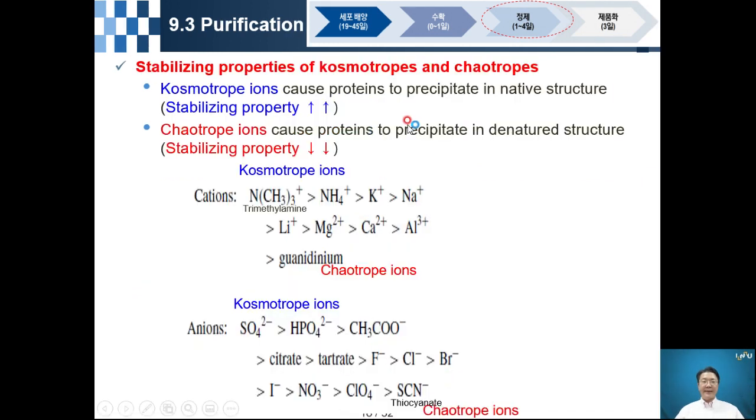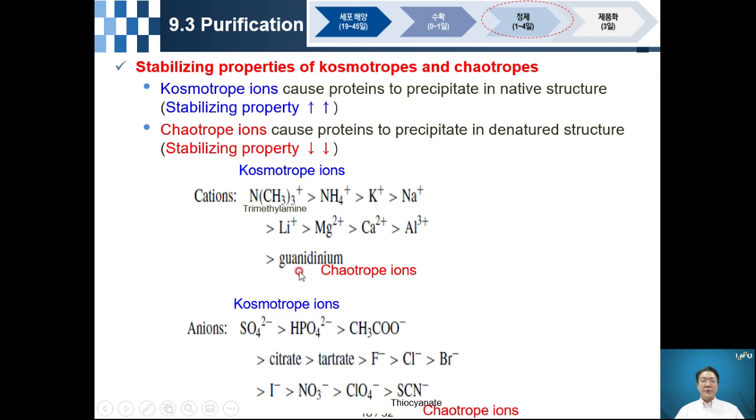In this slide, I will explain the stabilizing property of cosmotropes and chaotropes. In the previous slide, we learned that cosmotropic ions cause proteins to precipitate in native structure, so their stabilizing property is very high. However, chaotropic ions cause protein to precipitate in denatured structure, so their stabilizing property is very low. For example, this is a cation with a plus charge, and this is an anion with a minus charge. This one is the cosmotropic ion, and the final one is the chaotropic ion. Among the anions, sulfate is the cosmotropic ion, and thiocyanate is the chaotropic ion.